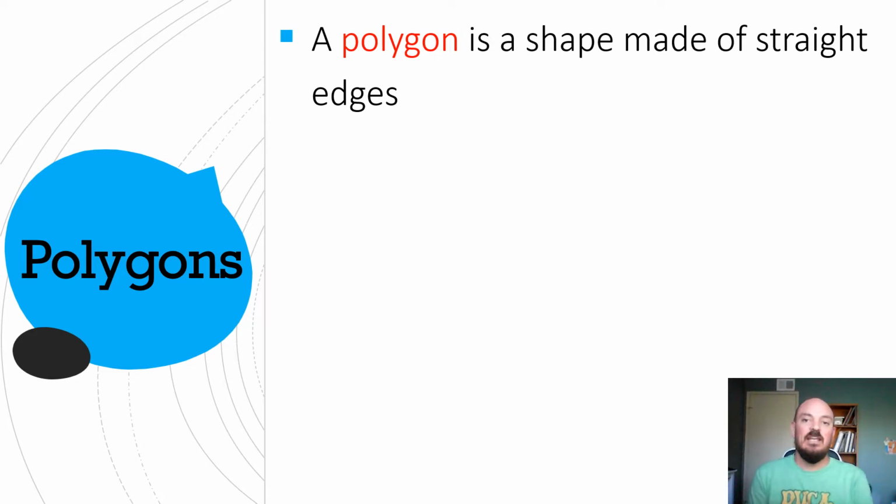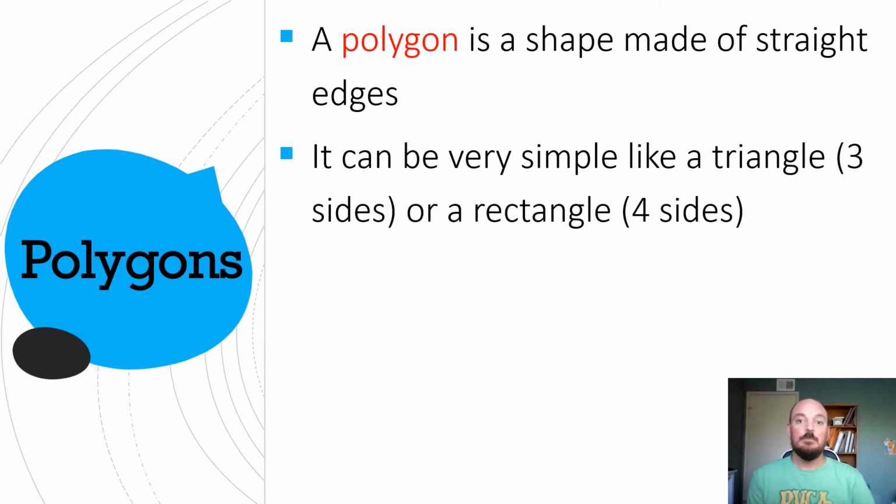A polygon is any shape made out of completely straight edges. So some simple examples of polygons are things like triangles and squares. And then anything with a curve like a circle does not count as a polygon. So we're talking about things that have perfectly straight edges.